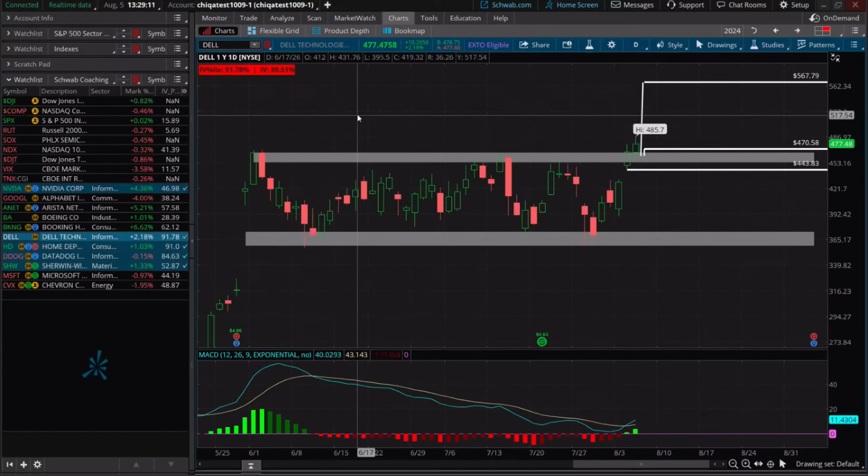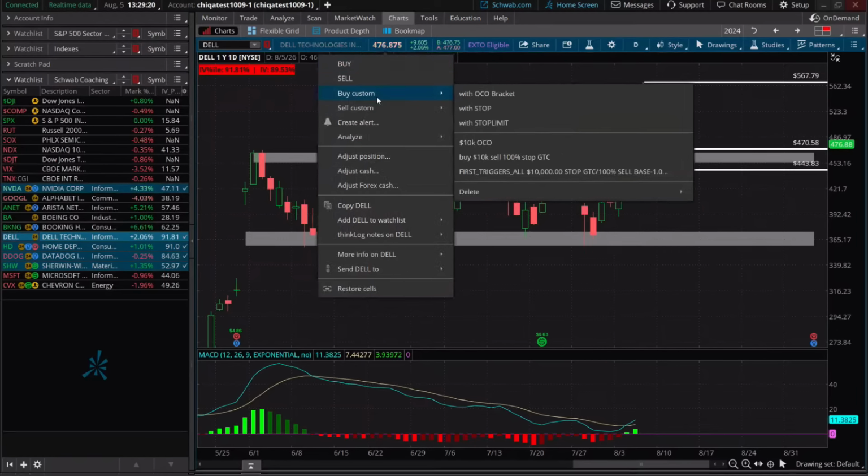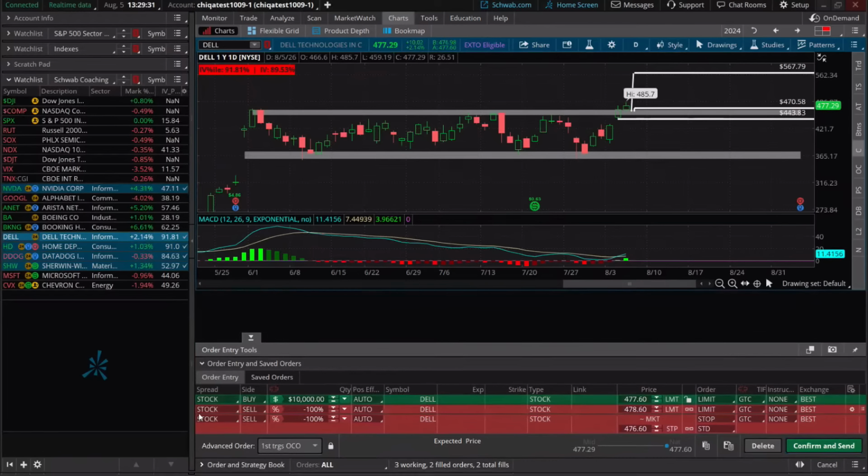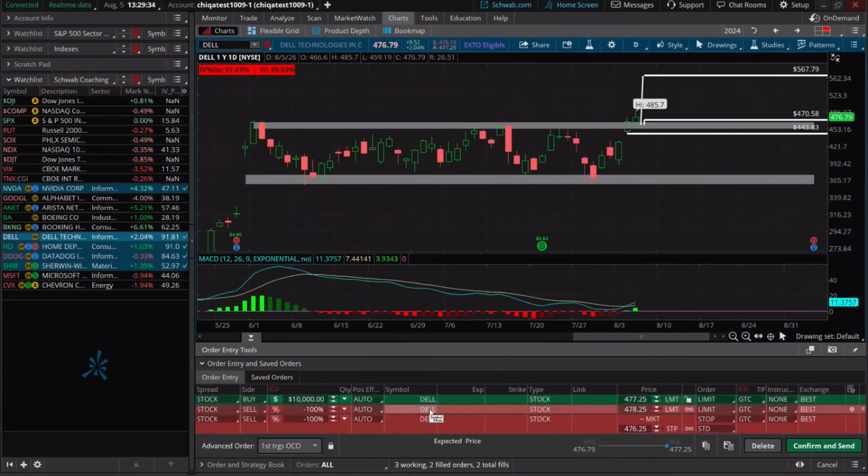We can walk through actually placing a stock trade as well as also placing that options trade. So let's first go with the stock trade. We're going to go to buy custom, and we're going to use this $10,000 OCO bracket. Okay. And this was a custom one that we built in our other class. And this is saying that, hey, we're going to spend $10,000 on this stock. And the reason why we're spending $10,000 is because we're working with the trade size. We don't want to risk too much. We don't want to risk more than 5% of our account in any one trade.